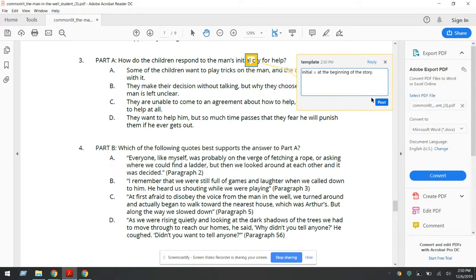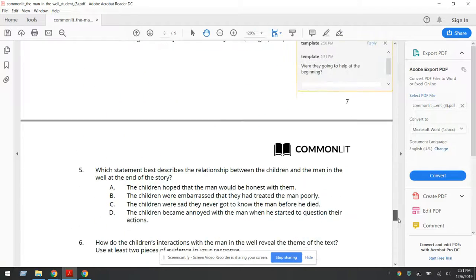So, how did the children respond to the man at the beginning of the story? Were they going to help at the beginning? I guess that is what I'm going to look for tomorrow. And then, which supports the answer? So it'll either be yes or no, and we'll look for that text evidence.